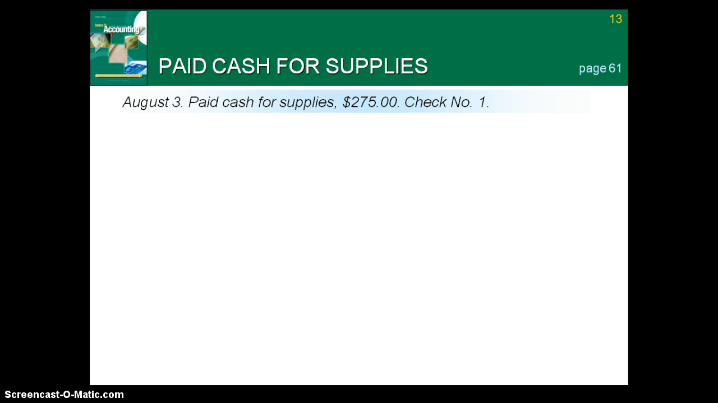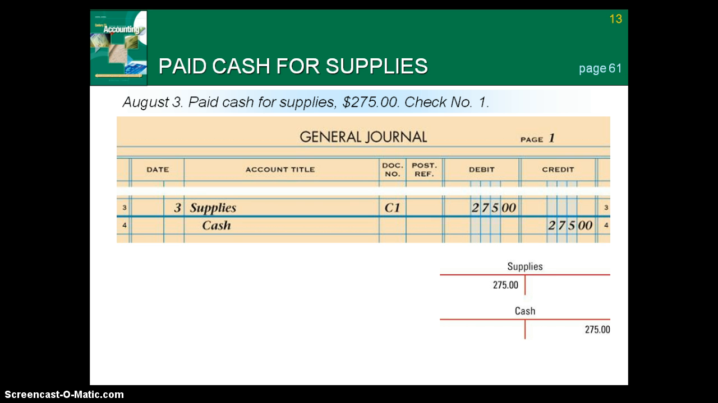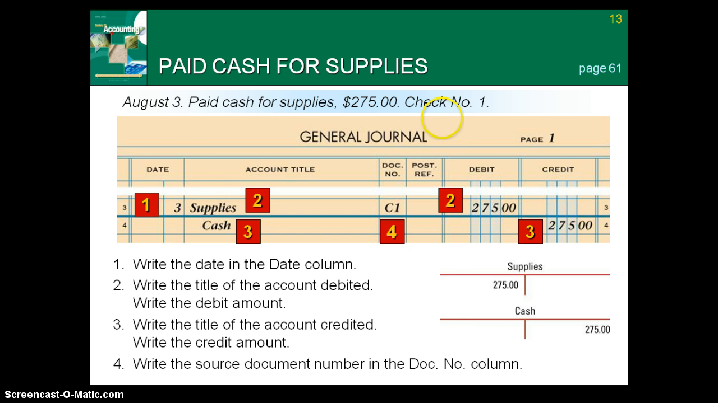So paid cash for supplies. We know supplies is going to be debited because it's an asset and that balance is increasing. We know cash is credited. So since this happened in the same month, we do not need the month and the year over here in this column. We just need to put the date itself. We wrote in supplies and the amount for $275. Then we wrote down our cash with it indented a little bit, the amount, and our source document was a check. So we put in C1. And we got that information from the end of the transaction.